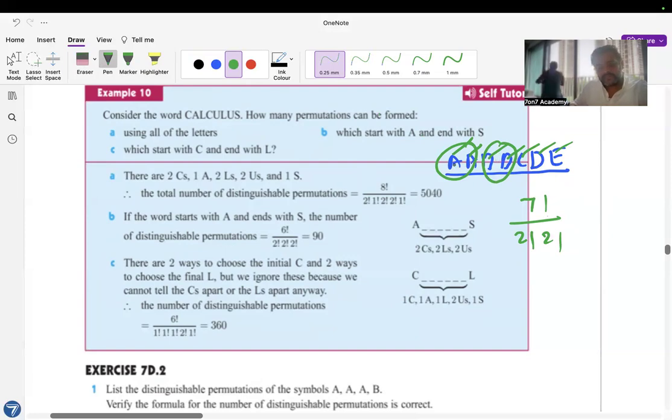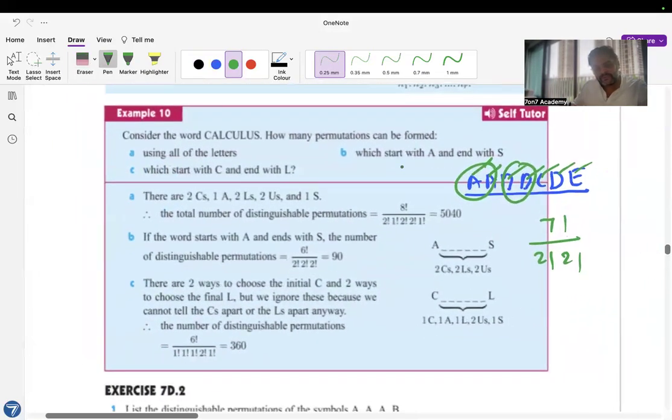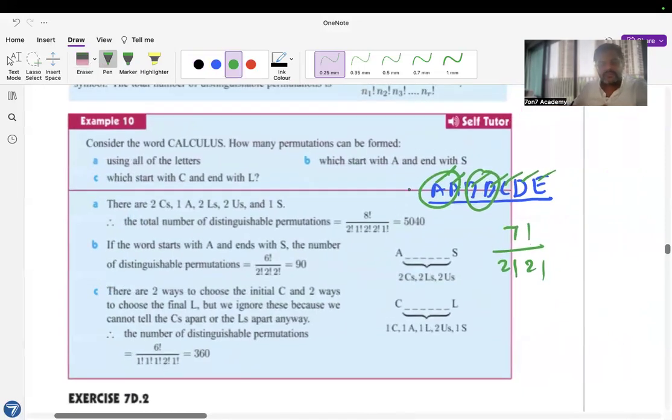So however many same letters you have, that many factorials you have to divide by. Okay. Which starts with A and ends with S.